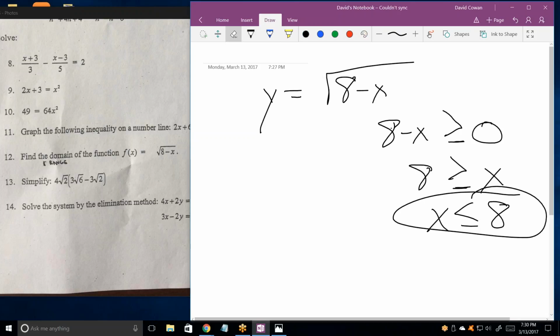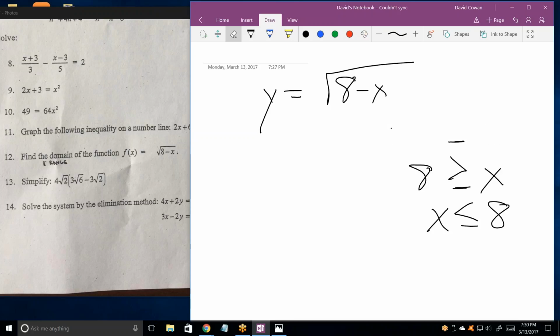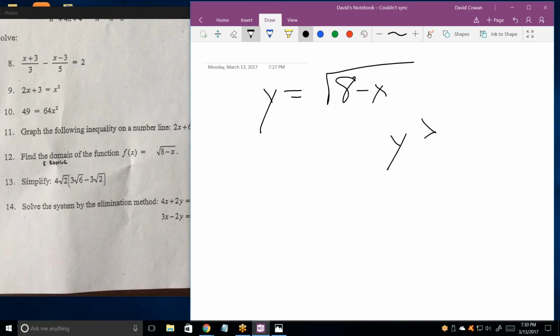Now, the range. Very last question we'll answer. What's the range? Meaning, what are the possible y values? Greater than 8? No. Y has to be greater than or equal to 0. Because when you take the square root of any number, it's positive, unless it's the square root of 0.